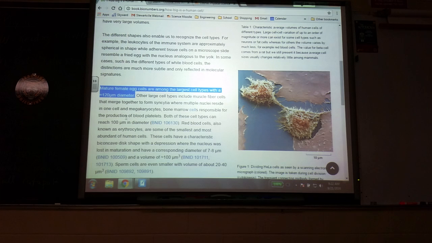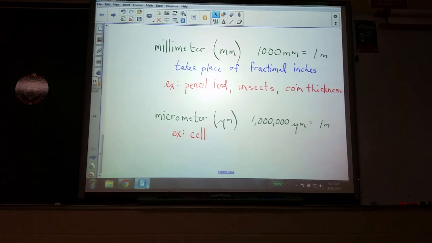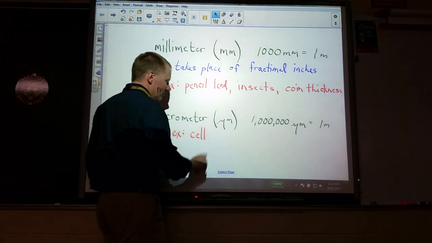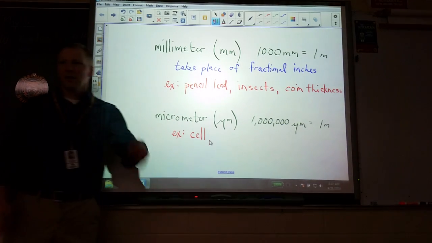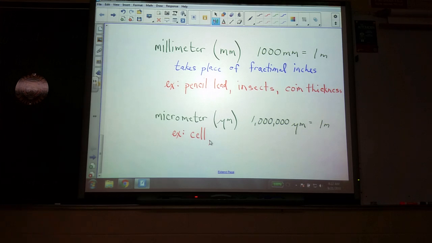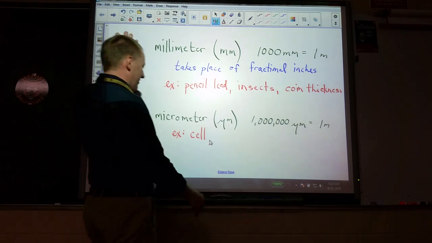Bone marrow cells responsible for production of blood platelets, and muscle fiber cells are maybe 100 microns in diameter. So a micron is a good measurement for quite a few different types of cells in biology. A bit bigger, but still measured in microns.